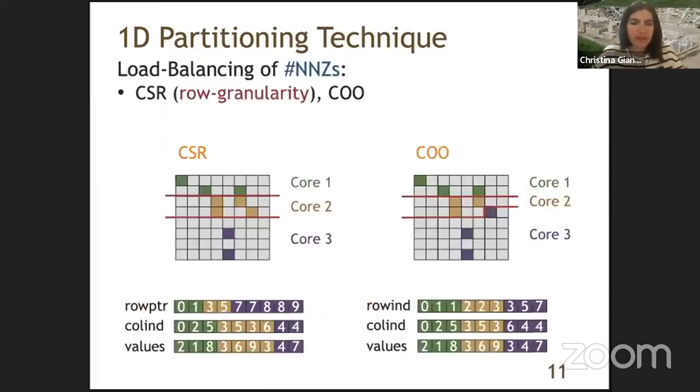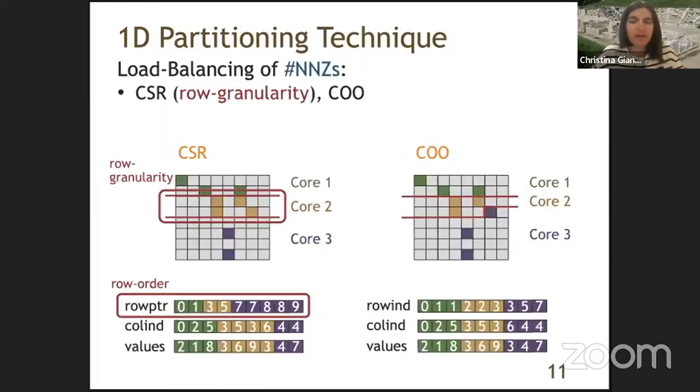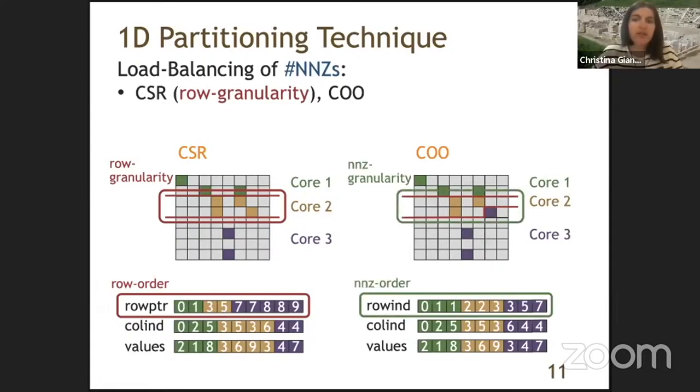More specifically, in the CSR format, since the matrix is stored in row order, load balancing of the non-zero elements across PIM cores is limited to be performed at the row granularity. In contrast, in the COO format, the matrix is stored in non-zero element order, and therefore load balancing of the non-zero elements can be performed by splitting a row across two neighboring PIM cores, and therefore we can provide a near perfect non-zero element balance across PIM cores.